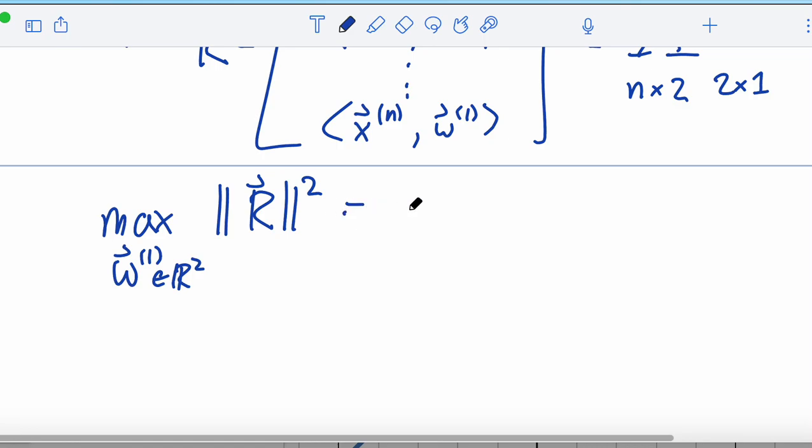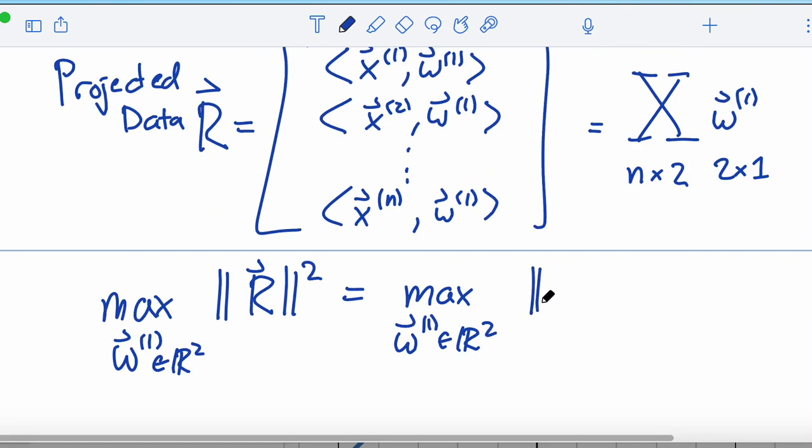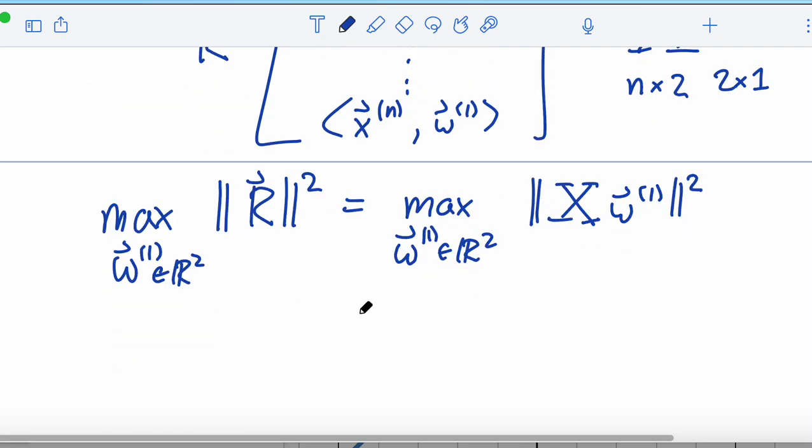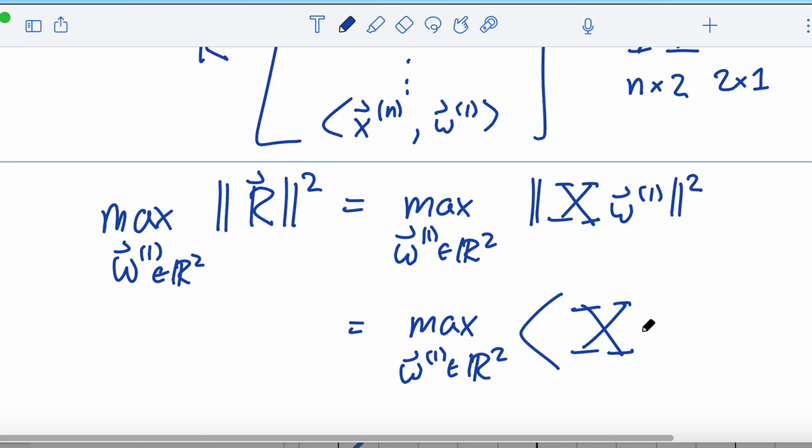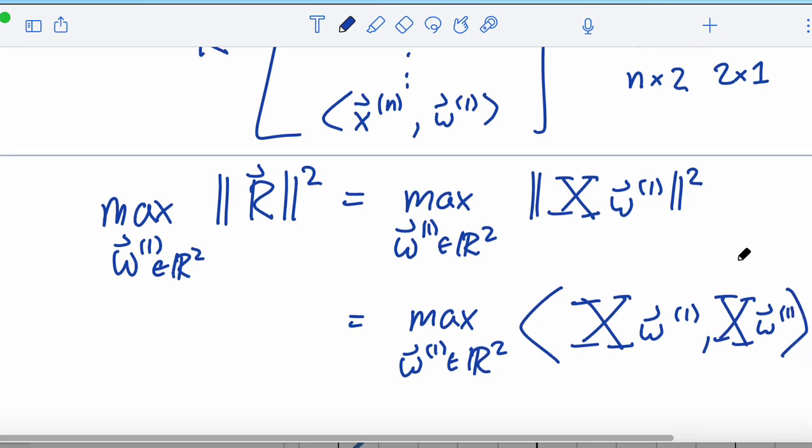And we have a nice formula now, because this is the maximum over W1 in R2. So choose the best vector R, and R was the matrix X hitting the vector W1. So you want to find the vector W1 so that when you do X W1 and you take the norm squared, it's as big as possible. Now there's a nice way to write the norm squared, which is the inner product with itself. That is the inner product of X W1 with X W1. That's what the norm squared is. It's the inner product with itself.